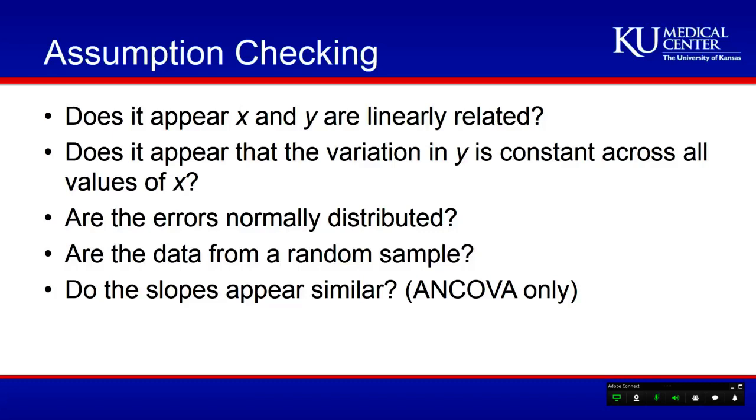Are they on different people? Are they somehow naturally paired or matched or not? So understanding the source of the data, how the data was collected, really allows you to assess that assumption.